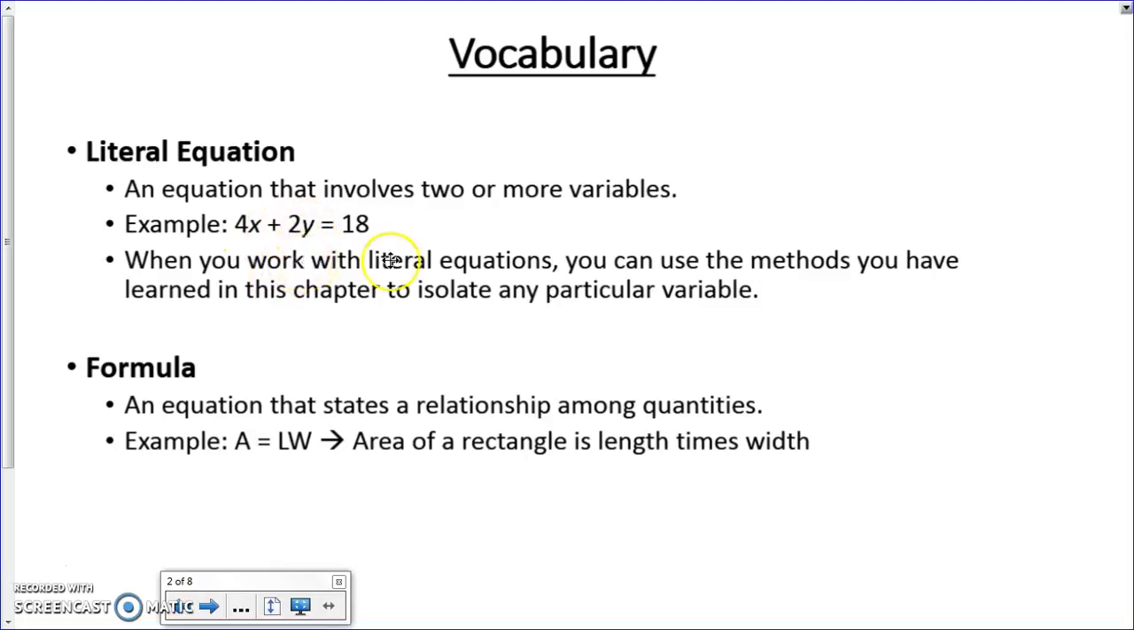When you work with literal equations, you can use the methods you have learned in this chapter to isolate any particular variable. A formula is an equation that states a relationship among quantities. An example is the area of a rectangle: area equals length times width.